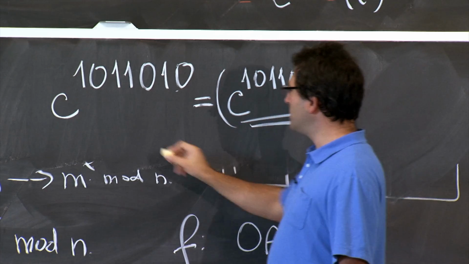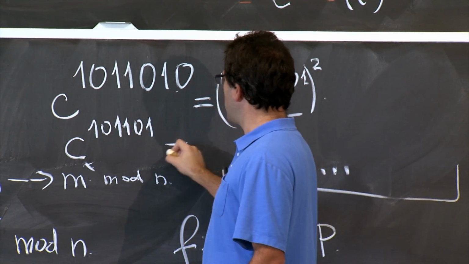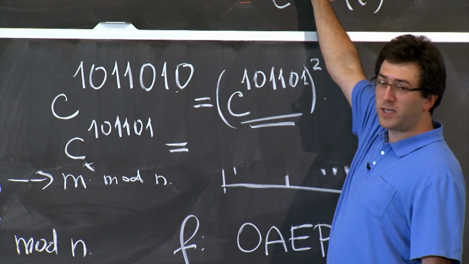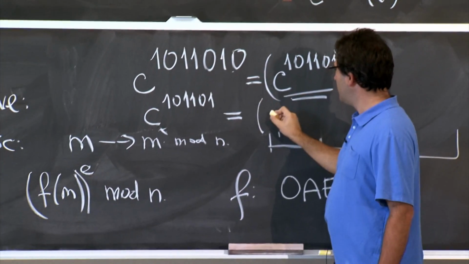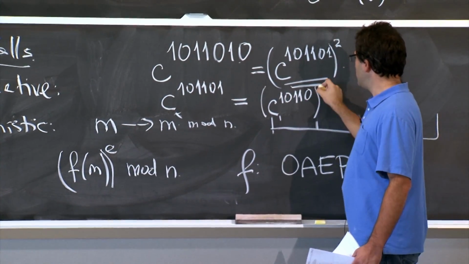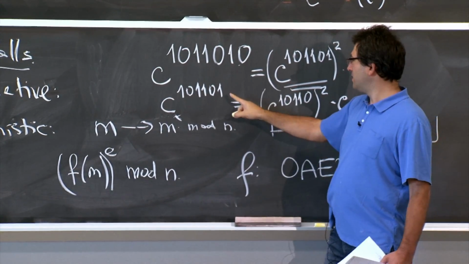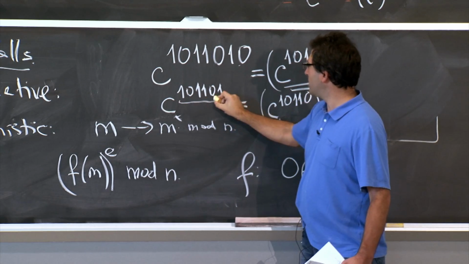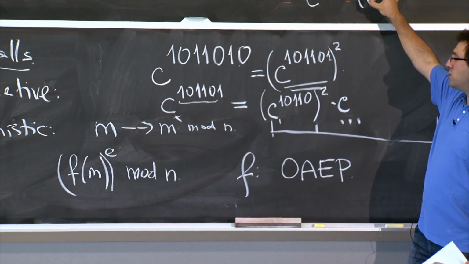Okay, now we're going to compute this guy. So c to the 101101 is equal to, well, okay, here we can't use this rule because it's not 2x. It's going to be 2x plus 1. So now we're going to write, okay, this is c to the 10110 squared times another c. Because it's sort of this prefix times 2 plus this 1 at the end. So that's how you fish it out for repeated squaring.